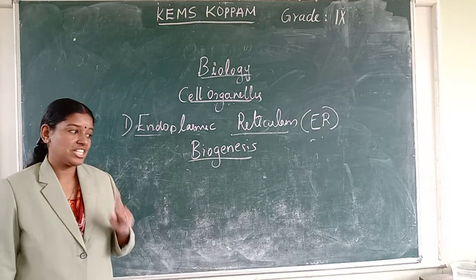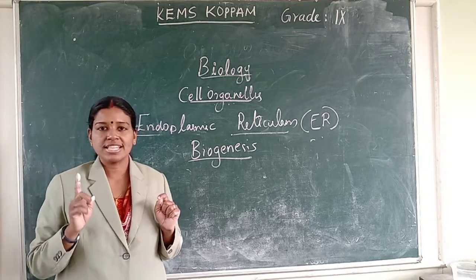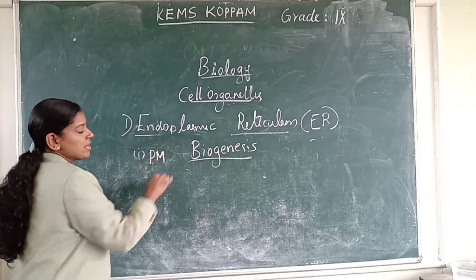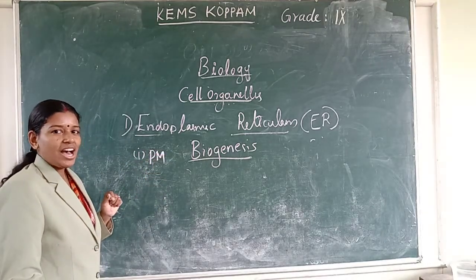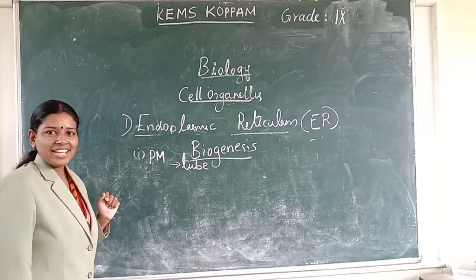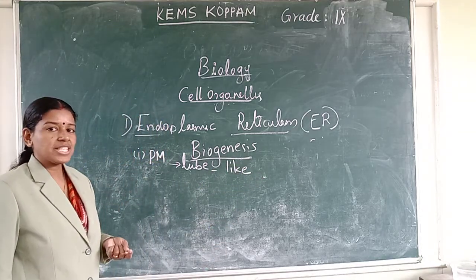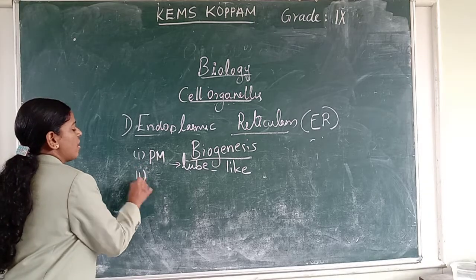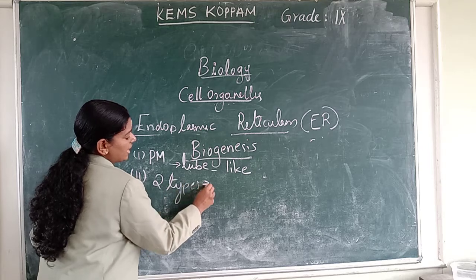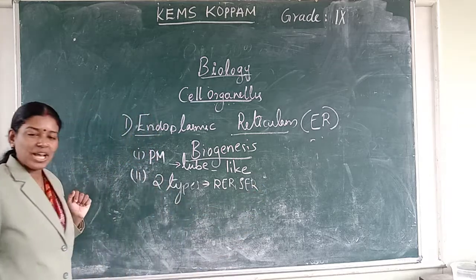Once again I will repeat the different points we studied. The first point we studied is that the endoplasmic reticulum is a cell organelle. How does it look? It looks similar to a plasma membrane, because it is a tube-like structure. What is the next point we studied? It is of two types: rough endoplasmic reticulum and smooth endoplasmic reticulum.